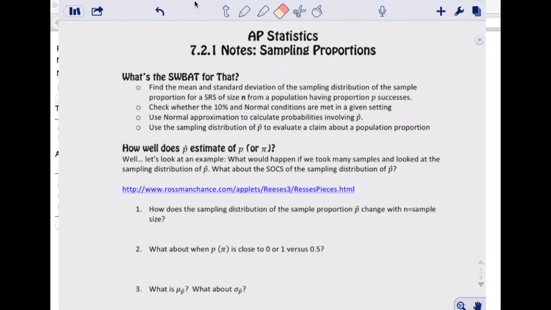And likely more accurate as well, right? Because with larger samples, your proportion is going to be closer to the true proportion.